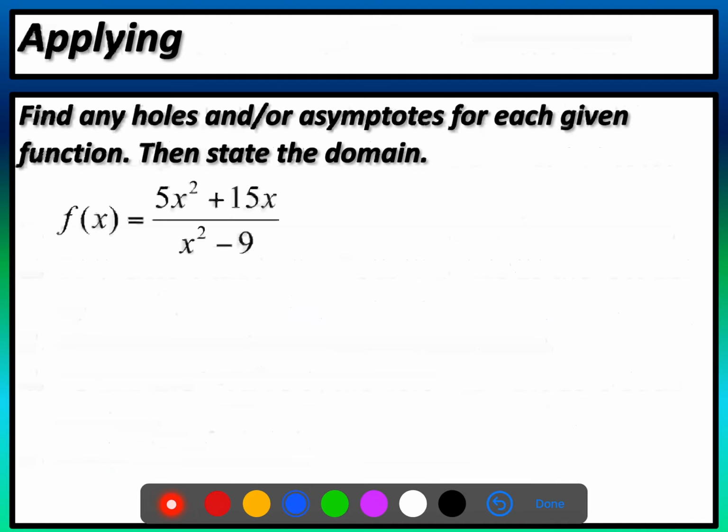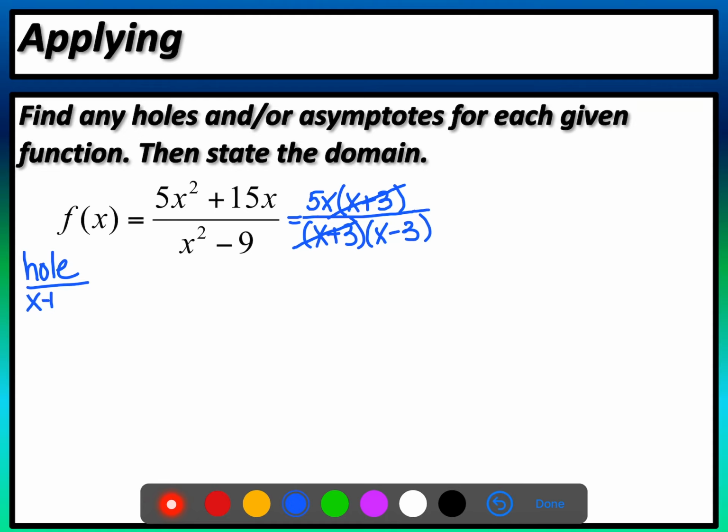Okay, so we're going to factor this entire expression. So in the top, I'm going to take out a GCF of 5x. The bottom is difference of squares. We've seen that a couple times today. All right, and now I'm going to cancel. So I can cancel out the x plus 3. That becomes my hole. Okay, so the hole happens at x plus 3.